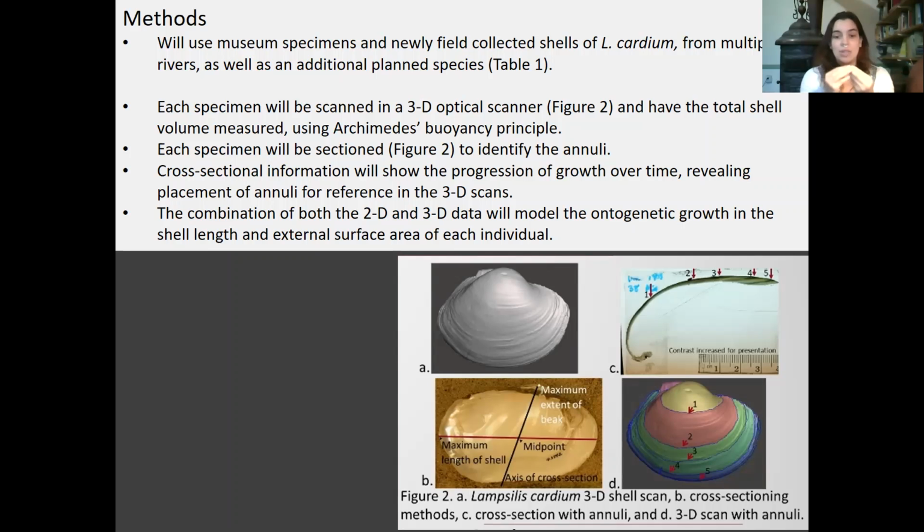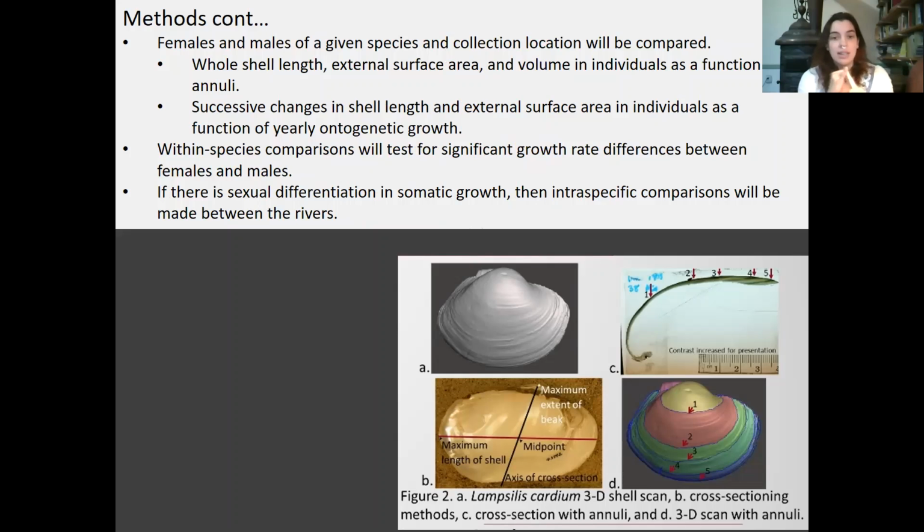I then combine the 2D and 3D data to get a sense of where these lines are on the shell, and then can make measurements at successive annuli, so essentially yearly growth of the individual. With this, I can get the shell length, external surface area, and volume of the whole shell with individuals, and then have that measured as a function of how many annuli they have. I can also look at successive changes in the length of the shell and external surface area of individuals as a function of their yearly ontogenetic growth, or over the course of their life. I can make these comparisons between males and females of the same environment, and also look between environments to see if we're seeing differences there.